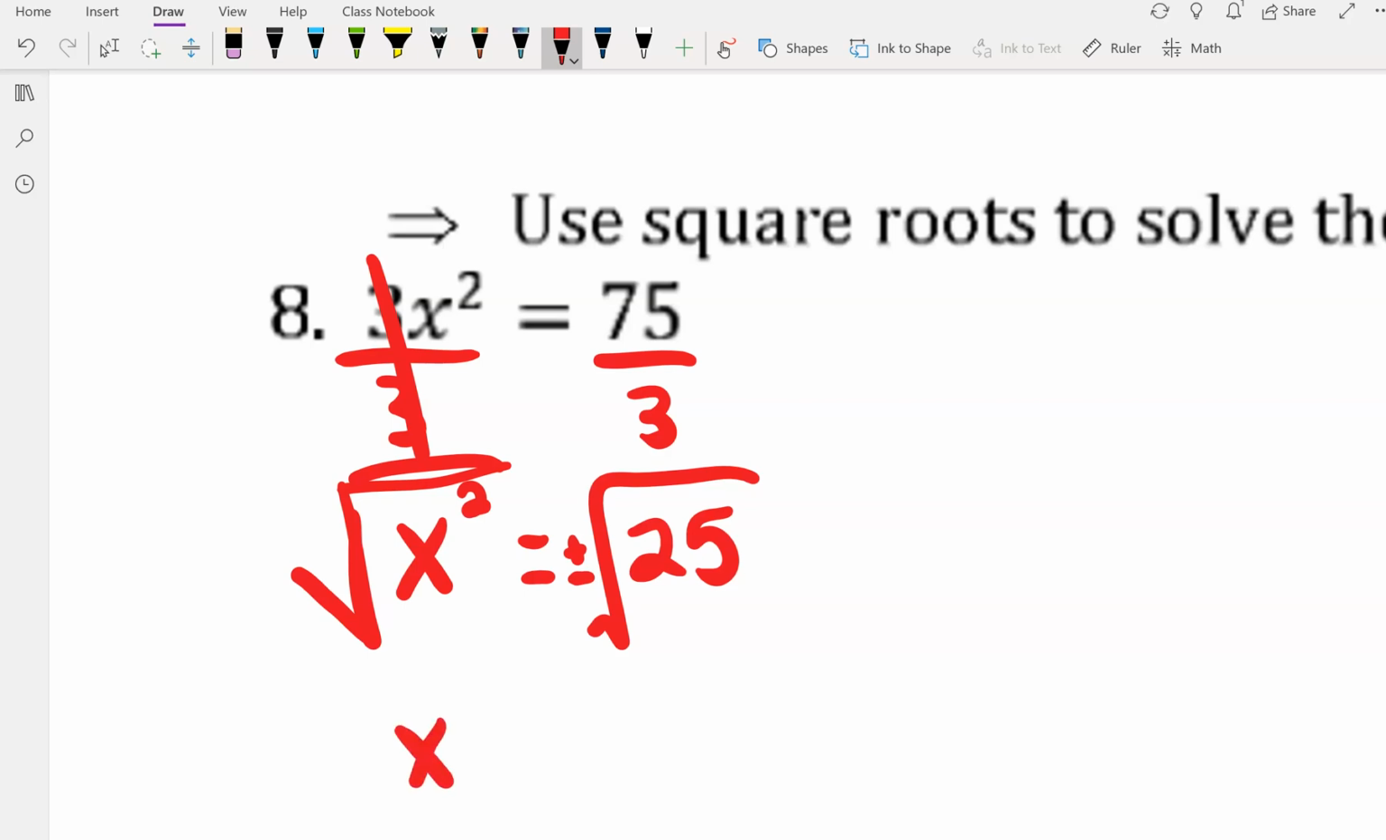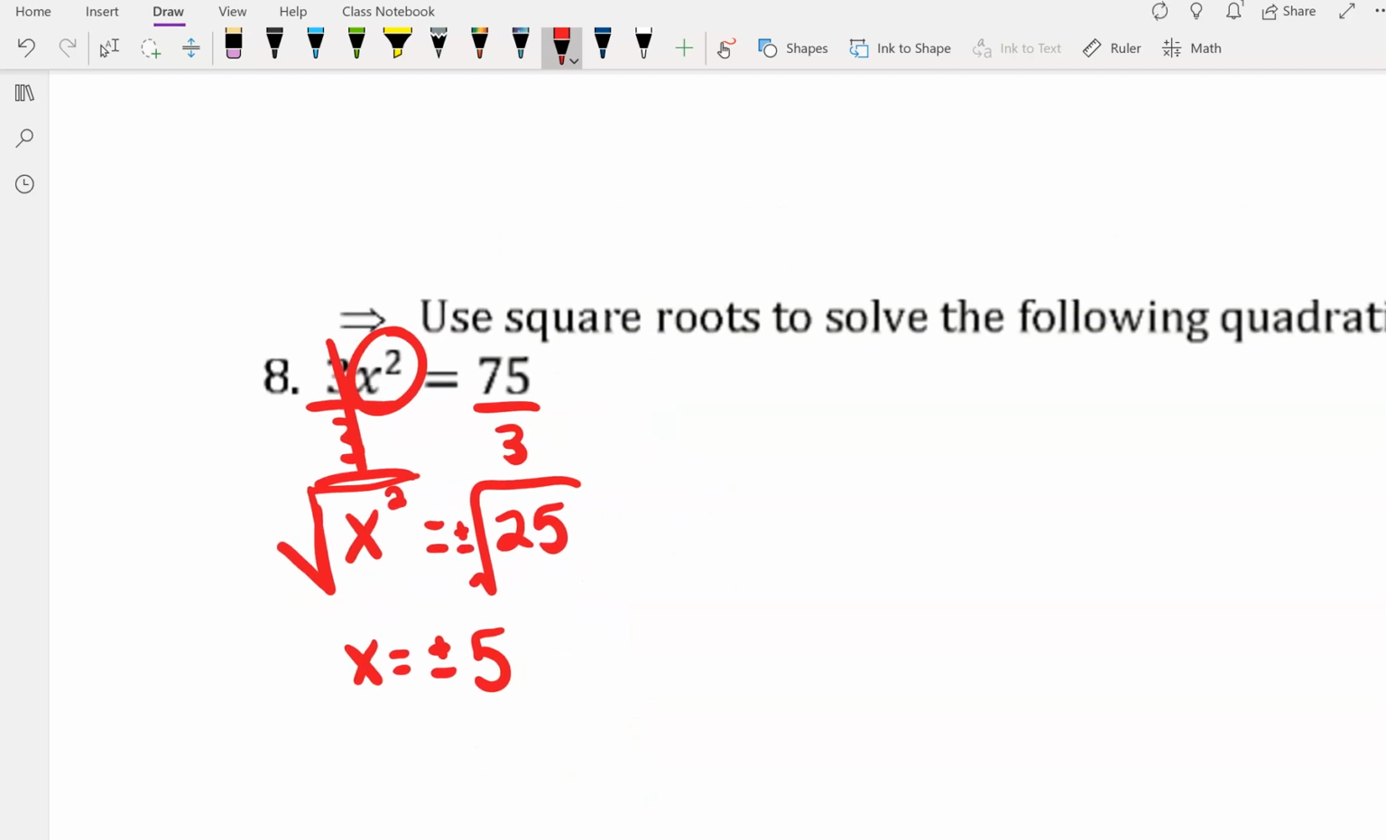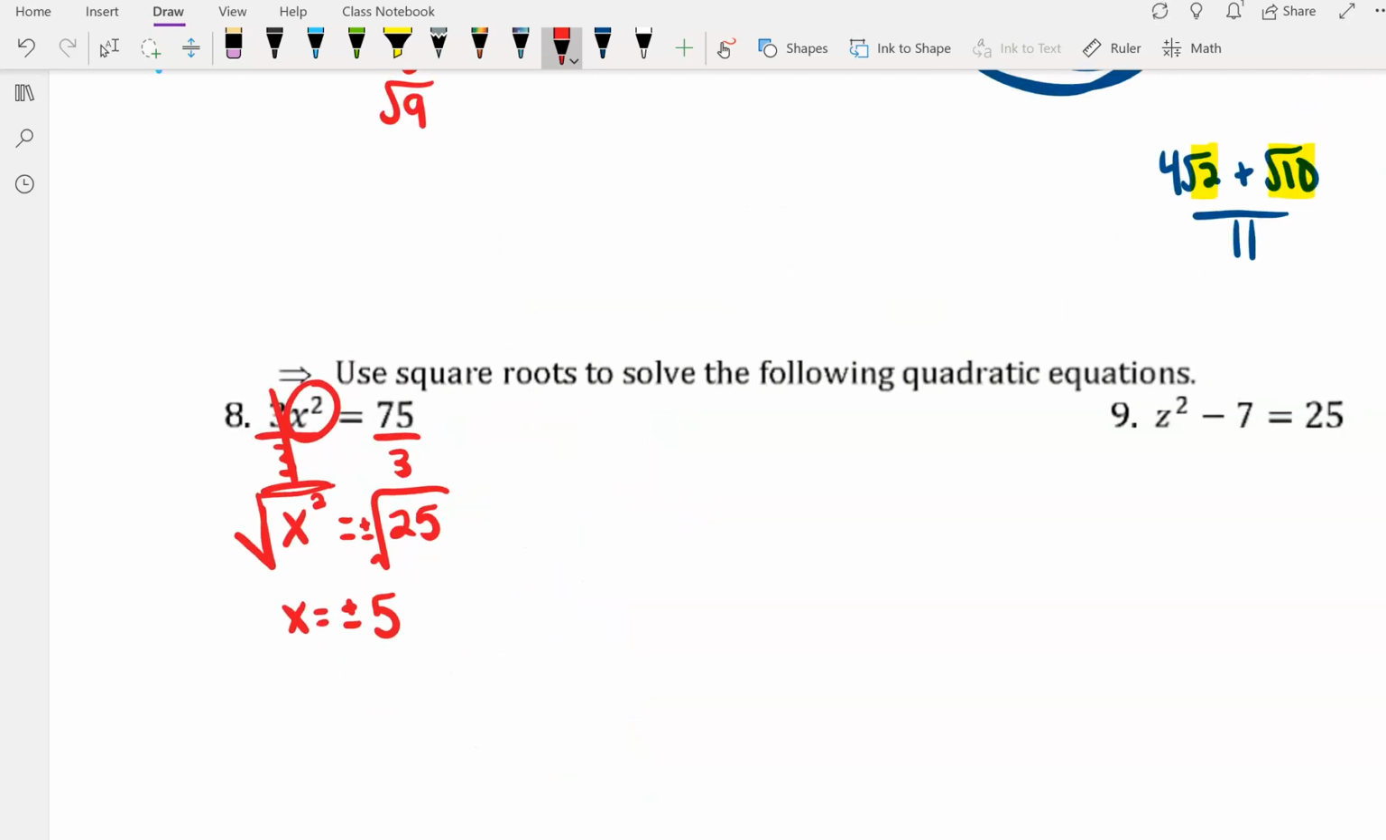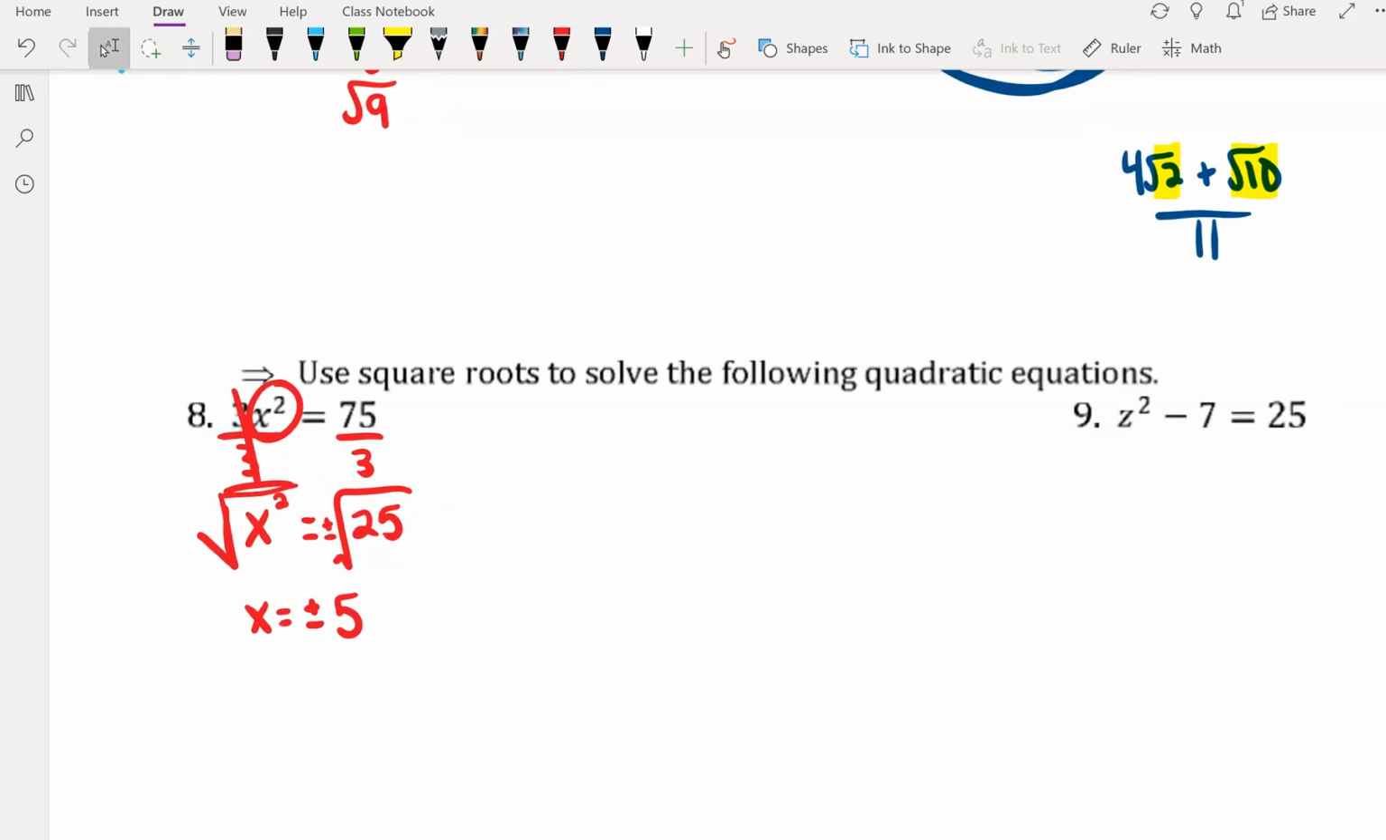So my answer is x equals plus or minus 5. That means that I could plug in a positive 5 and it would work. I could also plug in a negative 5 and it would work. That's because negative 5 squared is the same as positive 5 squared. So each of them would work. I need to include both answers. You should get 2 answers on almost all of these.